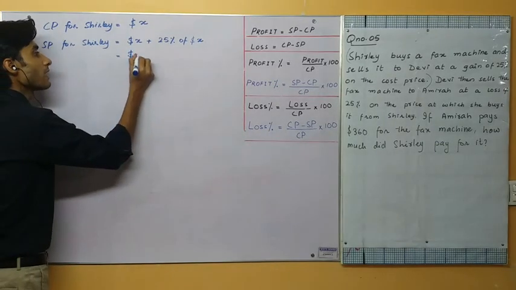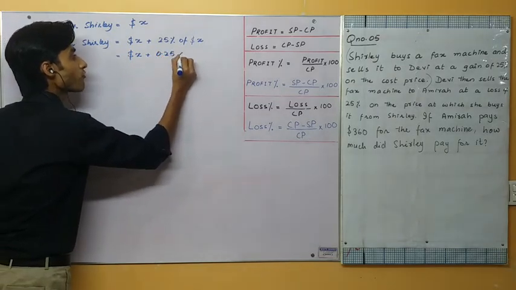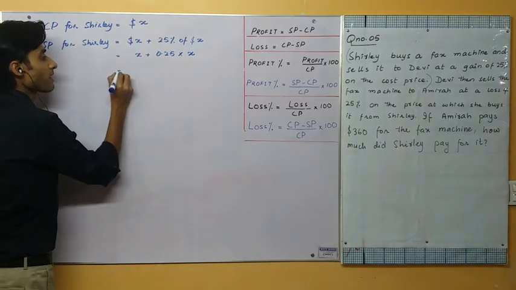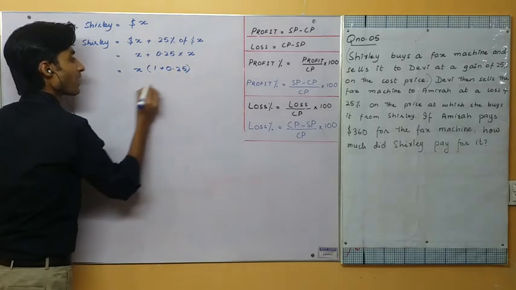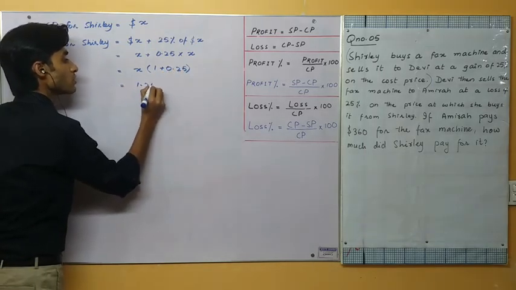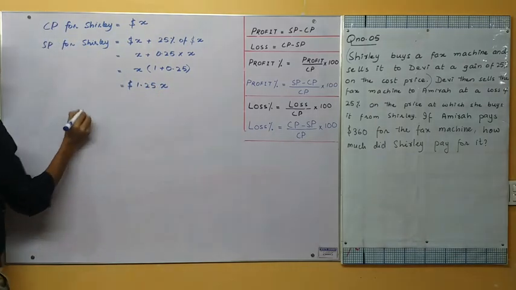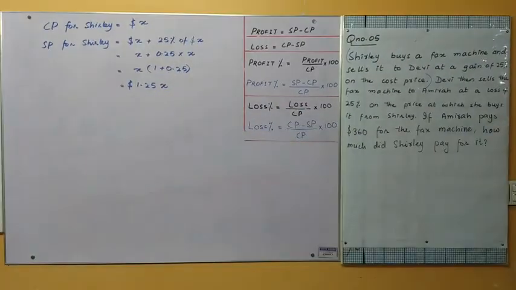I can simplify it. x plus 25% means 0.25, and of means multiply, so x plus 0.25 of x. If I take x as common, this will be 1 plus 0.25. So Shirley is actually selling it for 1.25 times x dollars. This is the selling price for Shirley. Shirley bought it for x dollars, and now she is selling it at a price of 1.25 of x.